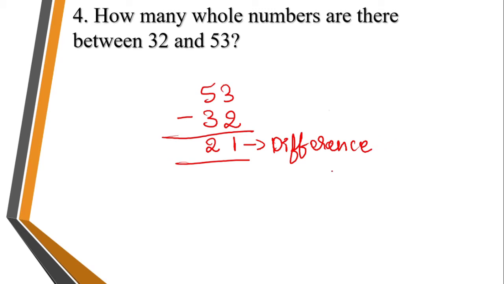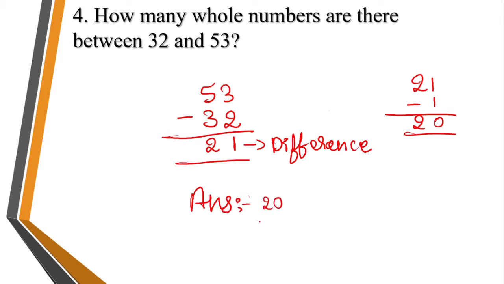Then what we should do? We should do 21 minus 1. Right. 1 minus 1 is 0 and 2 will come as this. So we will get 20 as our answer. So first we should find the difference and then we should do minus 1 to the difference. So we will get our answer as 20. So 20 numbers are there between 32 and 53. Now this is the fourth question.